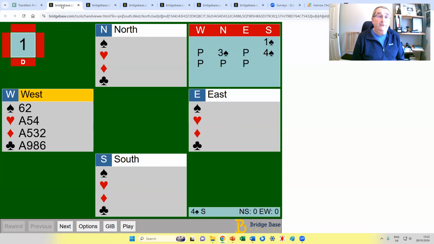So my question for you to start off with is, what is your lead here? Have a think about what you might lead here. And here comes the poll. And the question is, what do you think West should lead?